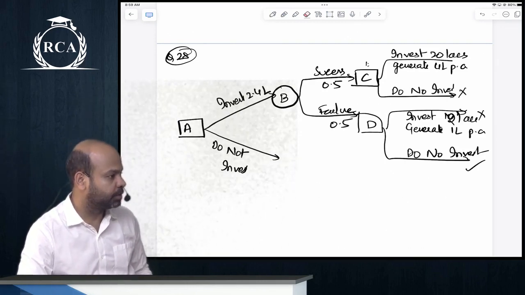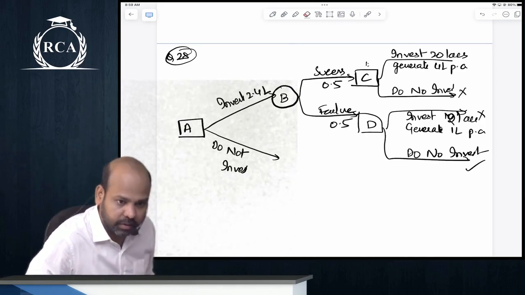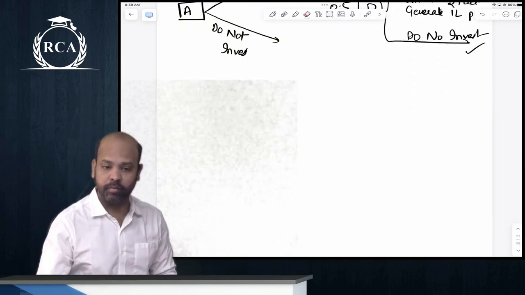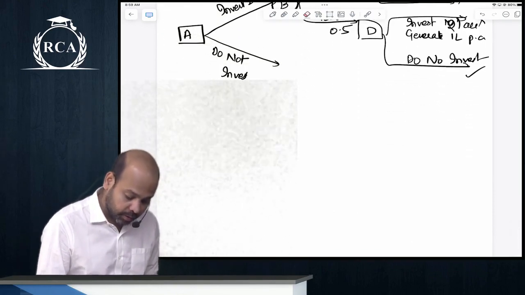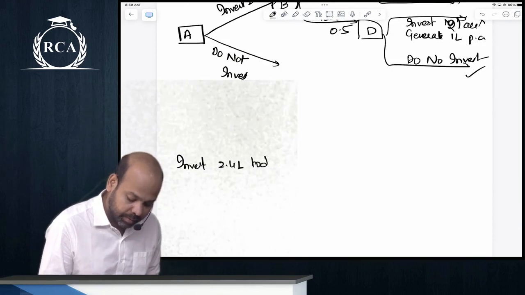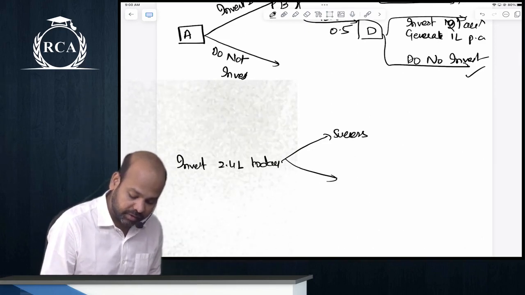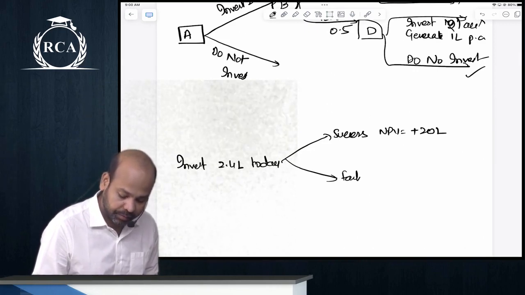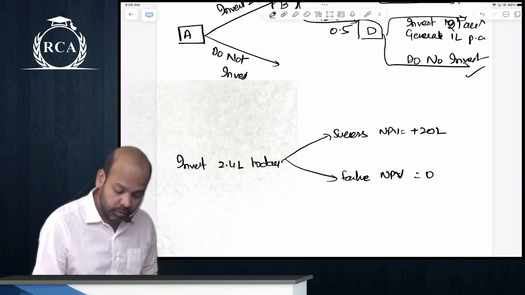So what should you do, beta? So at point D, we will not invest. So guys, abhi dekho beta. There are two alternatives. If you invest 2.4 lakhs today, what will happen, beta? It can be a success, it can be a failure. If it's a success, what is your NPV? Positive 20 lakhs. If it's a failure, NPV is 0, not negative 2 lakhs.